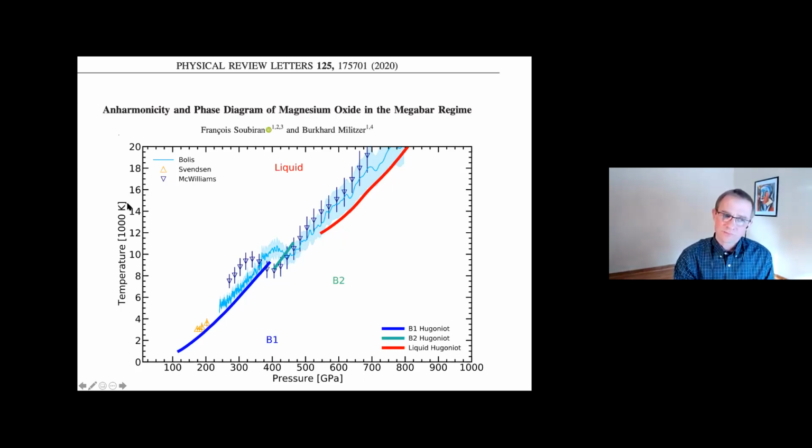Here, it's also temperature. Temperature measurements under certain conditions are difficult, so maybe it's reasonable that the agreement isn't so good. Nevertheless, this is an open question. Then he calculated the B2 branch that's shown here, and there is only a small offset compared to the B1 branch. That is related to the change in density.